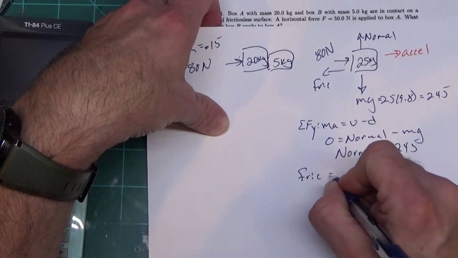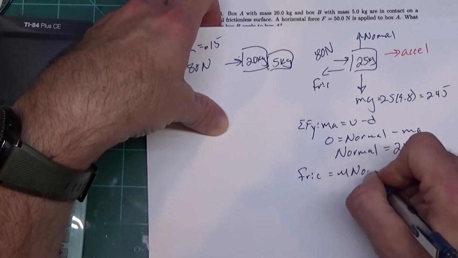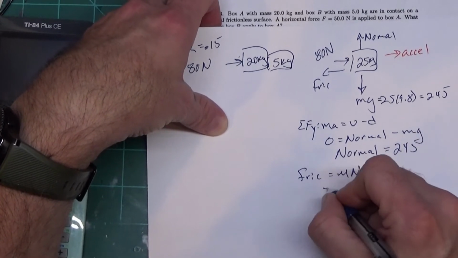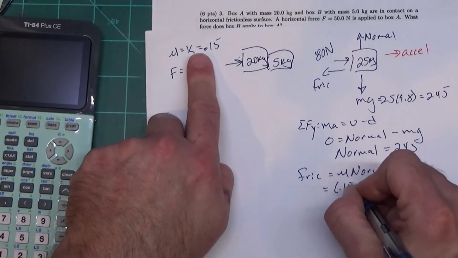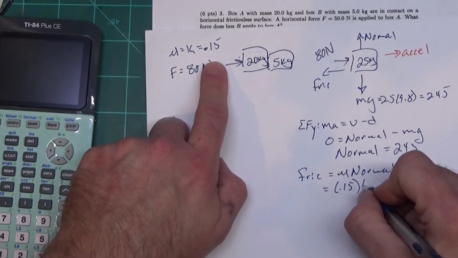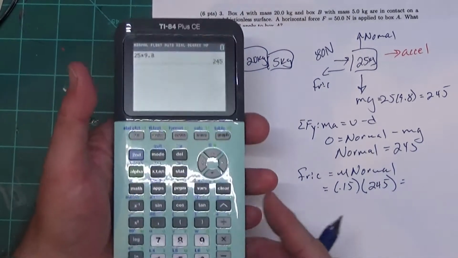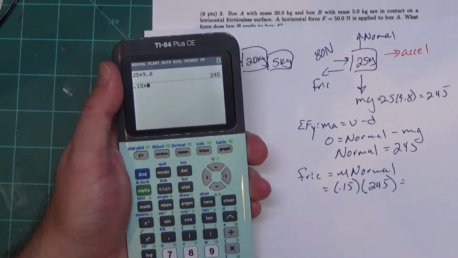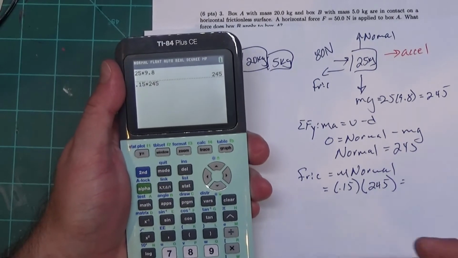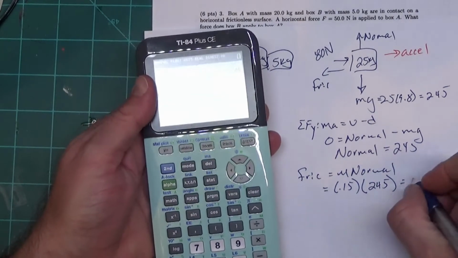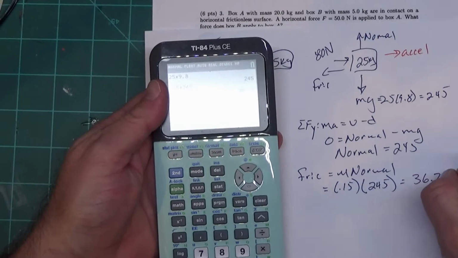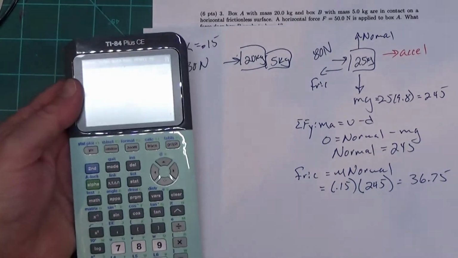So friction equals mu times normal. So that is 0.15 because my coefficient of kinetic friction is 0.15. My normal is 245. And get my calculator out. So I have 0.15 times 245. And that gives me 36.75. Okay, so now I have my friction force.